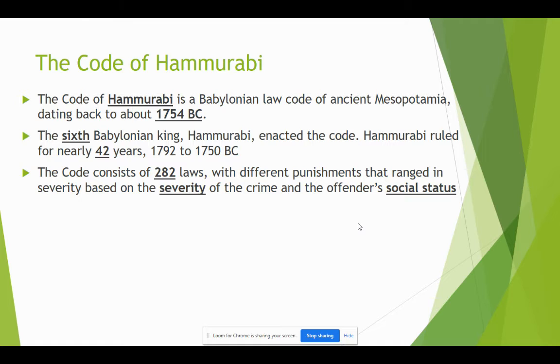We spent a lot of time talking about social status and social hierarchy as people began to divide people into groups. In the code, we see different punishments based on people's social standing. So a slave would have a different punishment than an aristocrat.